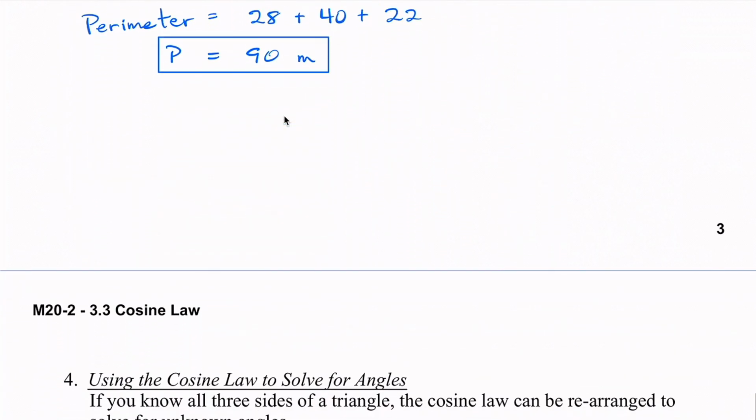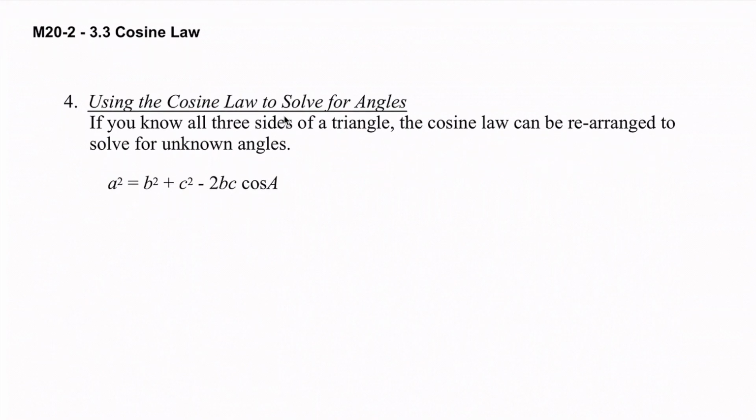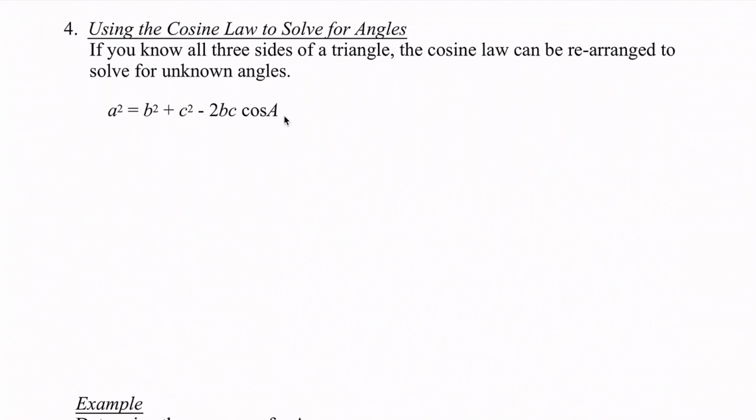So in the first two, all we did was we found sides. Now in these next ones, what we're going to do is we're going to find angles. So it says using the cosine law to solve for angles. So if you know all 3 sides of a triangle, the cosine law can be arranged to solve for any of the unknown angles. So again, that was if you had any 3 sides, you can find any angle. So we're going to take this and we're going to rearrange it to solve for angle A. So to isolate A, we got a minus b squared and minus c squared from both sides. And we got to do that on this other side.